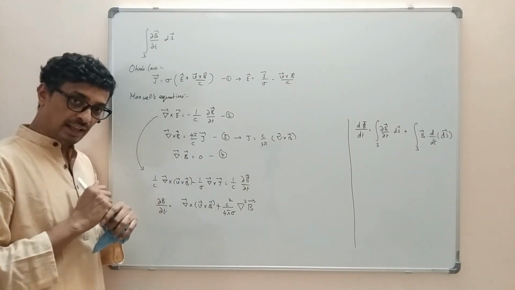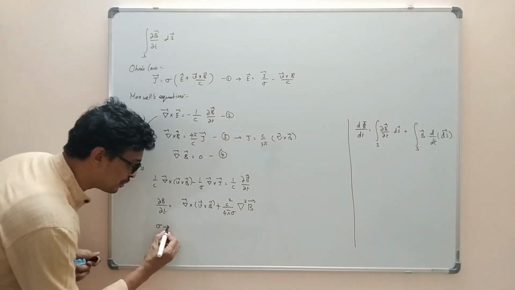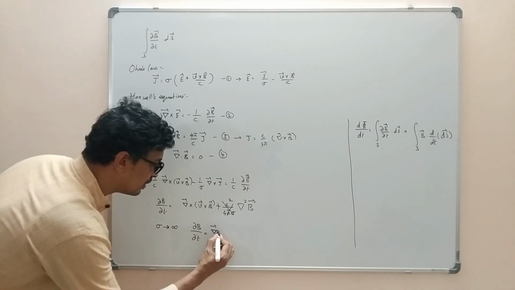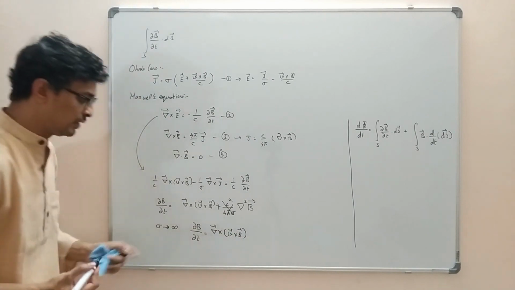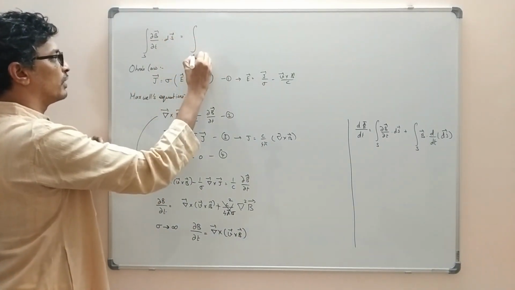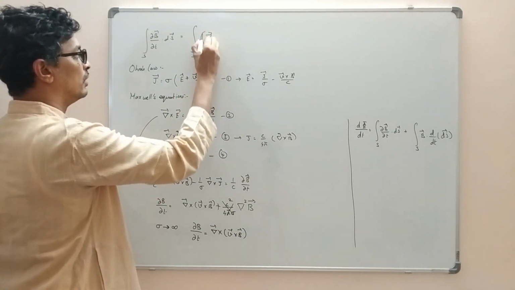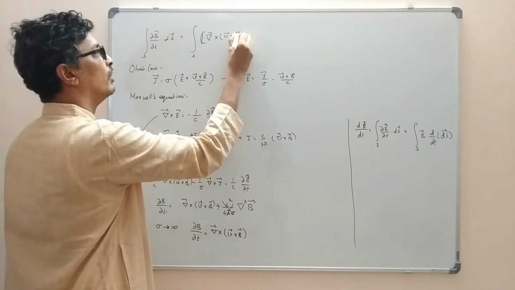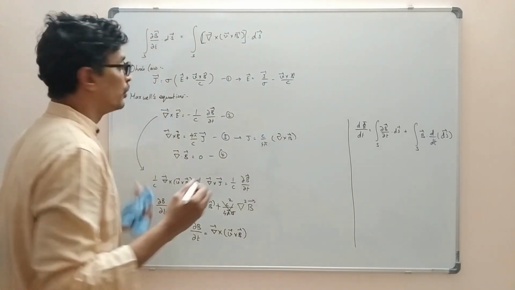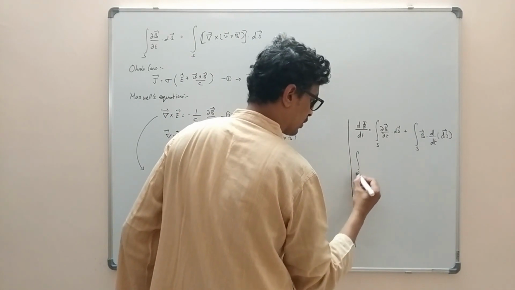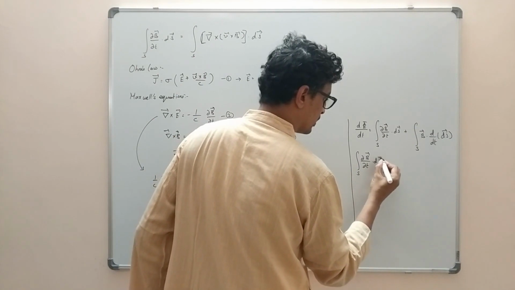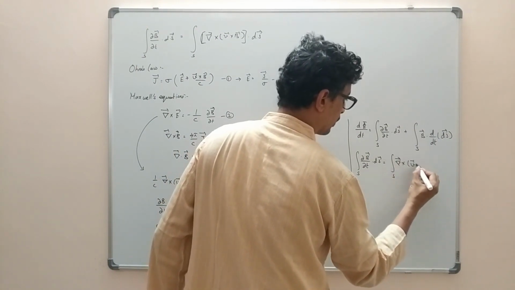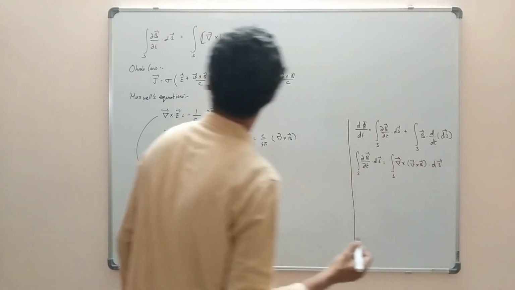For a plasma, the conductivity is very high. If we assume sigma tends to infinity, then we can neglect this term, and then del B by del T will be curl of V cross B. So therefore, this first integration, that is the surface integral of del B by del T dot ds, will be the surface integral of curl of V cross B dot ds.